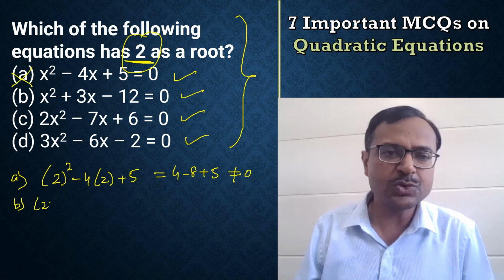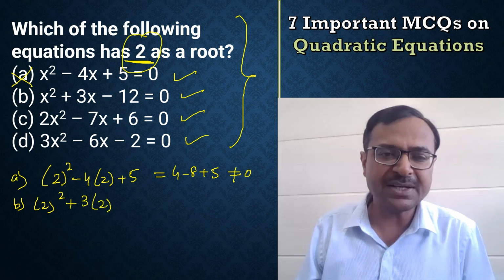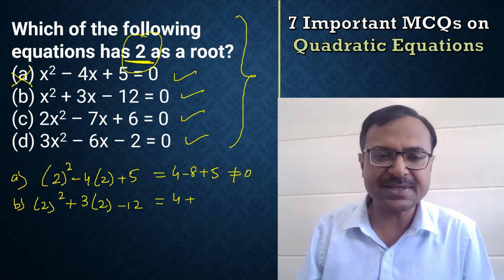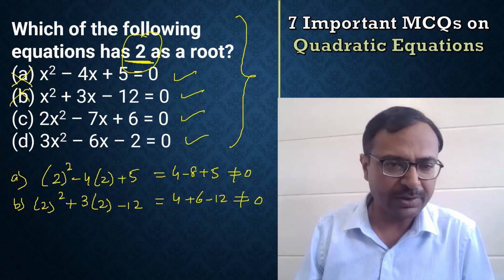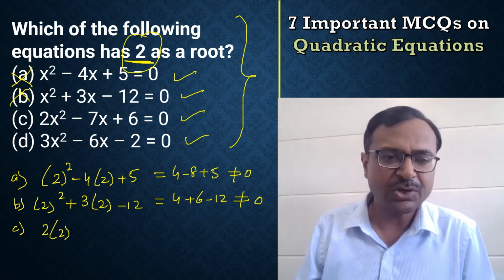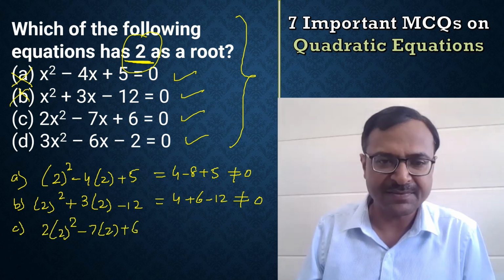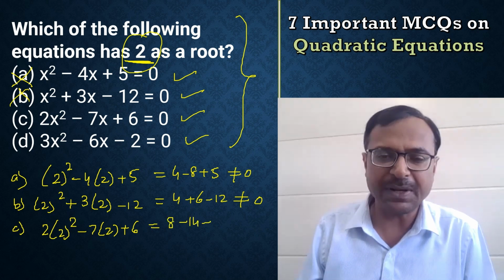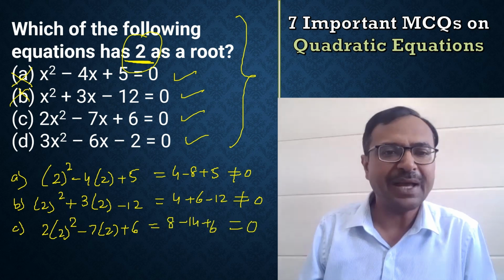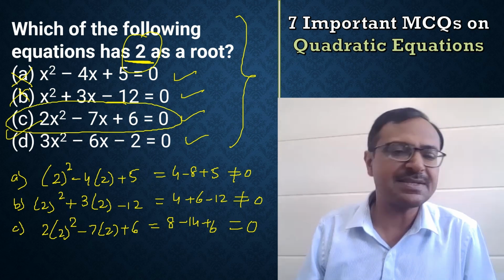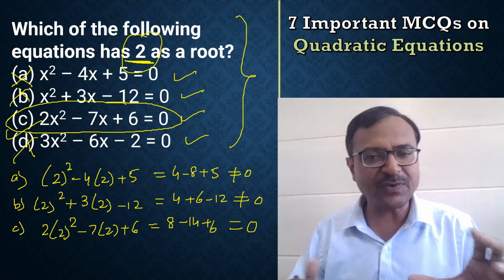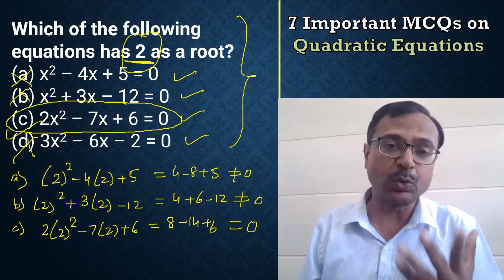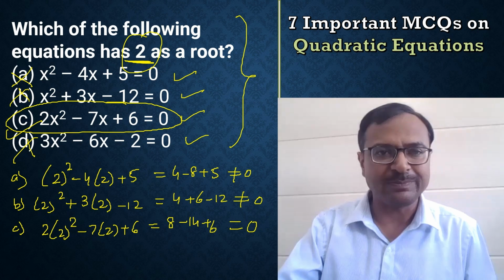Likewise B, 2 square plus 3 times 2 minus 12. So that is 4 plus 6 minus 12. That's minus 2. Again not equal to 0. B is also ruled out. C, 2 times 2 square minus 7 times 2 plus 6. That is 8 minus 14 plus 6. We get a 0 there, and there we go. The answer for the question is C, 2x square minus 7x plus 6. So you don't need to see the D part. So whichever equation satisfies the given value of x or the root, that becomes our solution.